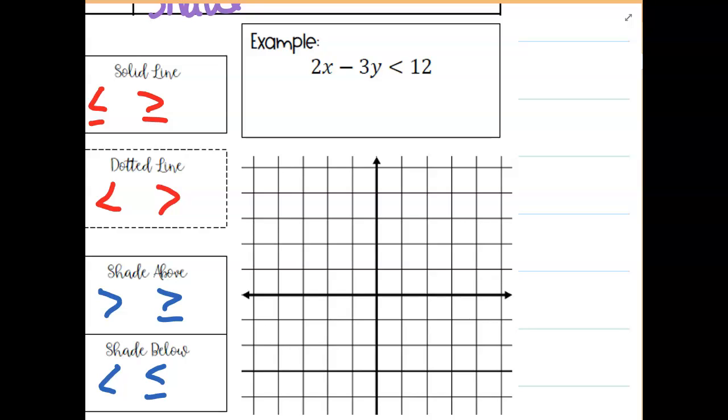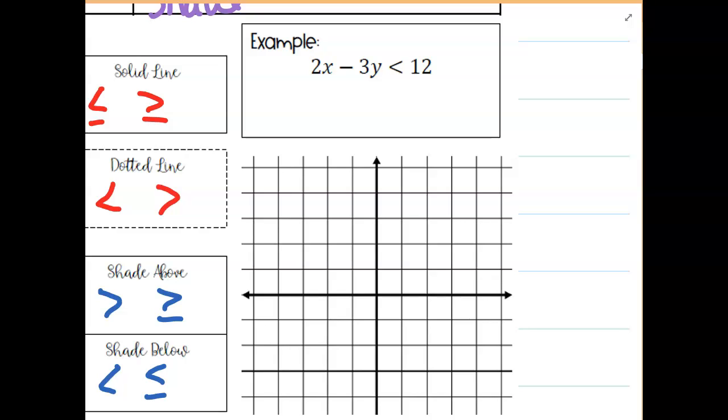Okay? I want to graph this inequality. Now remember, we graph this because there's an infinite number of solutions here. I could not possibly write out every single solution. So what I'm going to do is graph them all. So I need to first graph this line.